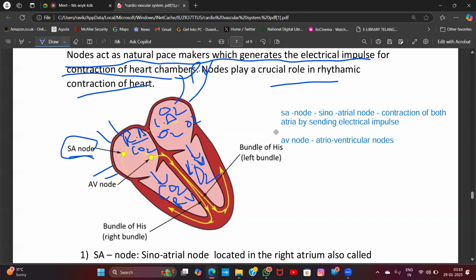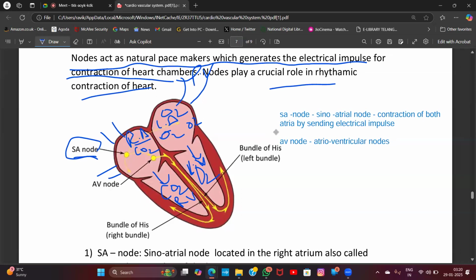Contraction means folding inward. The inward folding of both atria causes the blood to move from the right atrium to the right ventricle region, and oxygenated blood from the left atrium to the left ventricle region. The blood from the atrium comes to the ventricles.